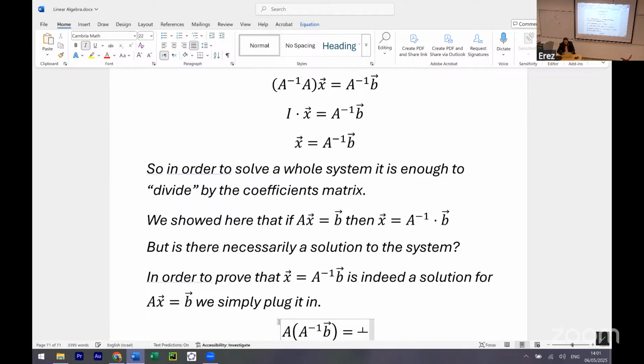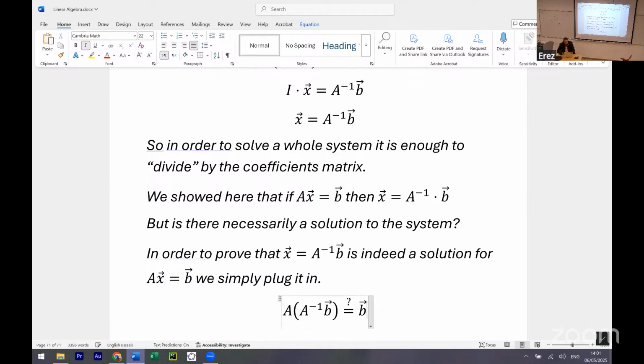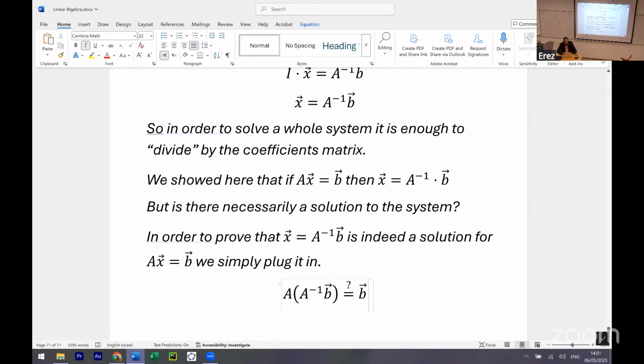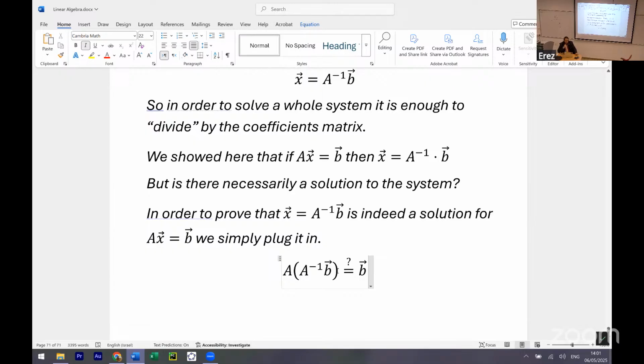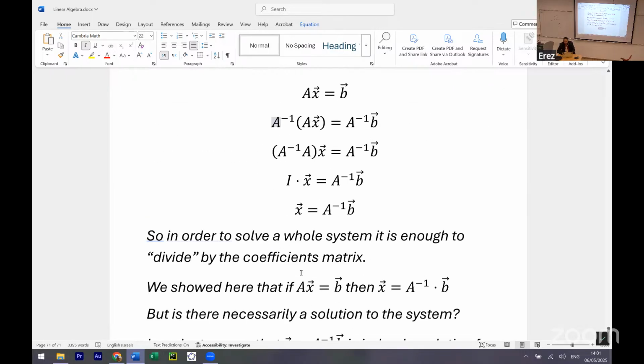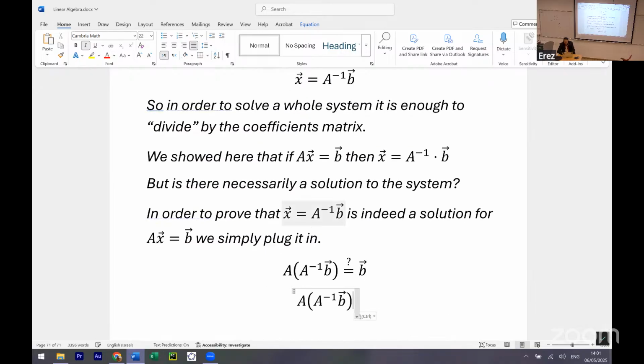And we ask whether it's actually equal to B. If it is a solution, right? And is that true? I mean, I guess by definition, yes. Not by definition. You need to prove it. Why is that true? So what will be the next step here? Associativity. So it's A times A minus 1 B. And what is A minus 1? A inverse. I. It's I B, which is B.